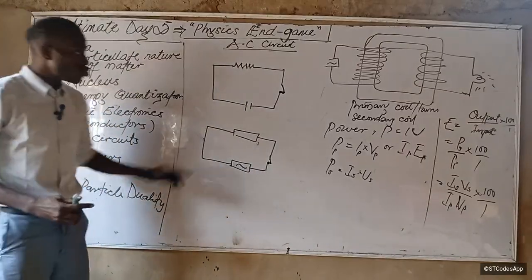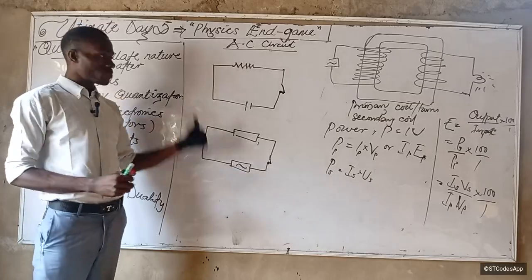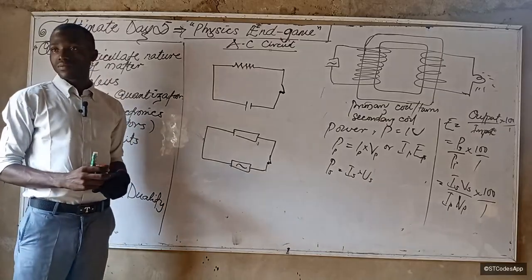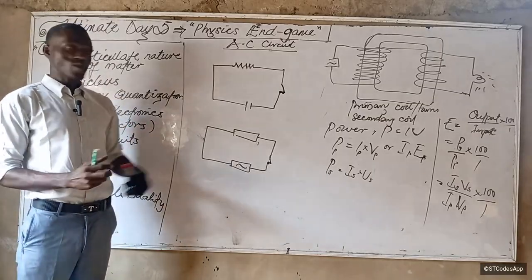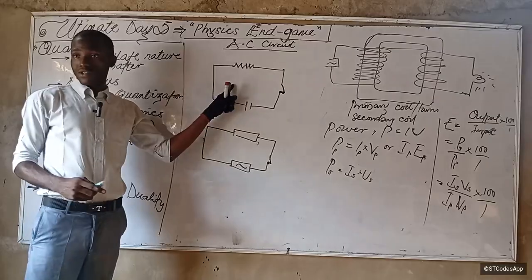Okay. So look at these two systems. Now, where's our DC system? Is it A or B? A. Which one is the direct current circuit here? A is the direct current circuit, right?